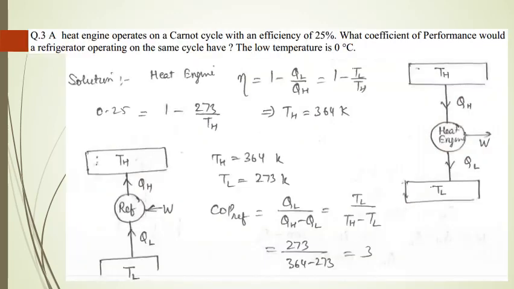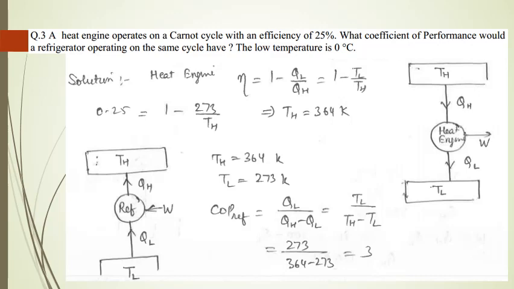A heat engine operates on a Carnot cycle with an efficiency of 25%. What COP would a refrigerator operating on the same cycle have? The low temperature is 0 degrees Celsius. Now here also the heat engine which is operating on Carnot cycle will be reversed to work as a refrigerator.